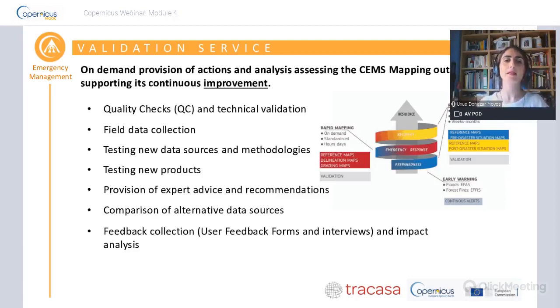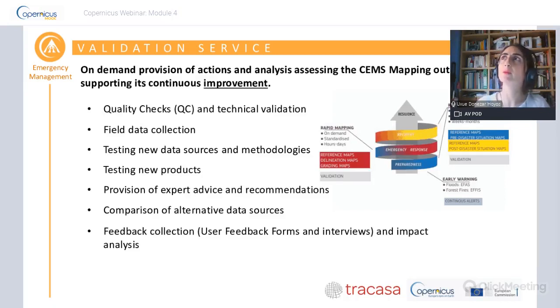In this scope, we do the following activities. First, we have the quality checks and technical validation, which is more the numerical validation, how good the products are. But we also carry out field data collection. We test new data sources and methodologies that could be applied in the frame of the Copernicus EMS mapping. We test new products as well. We provide expert advice and recommendations to the service. We compare alternative data sources, and we also collect feedback from users, from user feedback forms or from interviews, and carry out impact analysis.